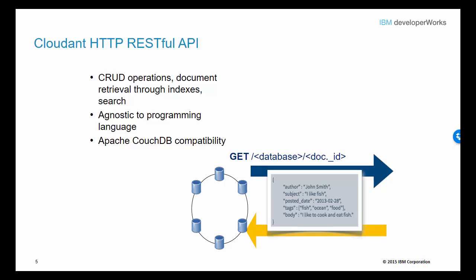So the APIs support your normal CRUD operations like creating, retrieving, updating, and deleting documents, as well as retrieving documents via customized searches. The API, because it's HTTP based, is agnostic to programming languages, so any programming language that has the ability to make HTTP calls will be able to interface with Cloudant. It is 100% compatible with Apache CouchDB, and as I mentioned in the previous slide, it was developed on top of the CouchDB code.